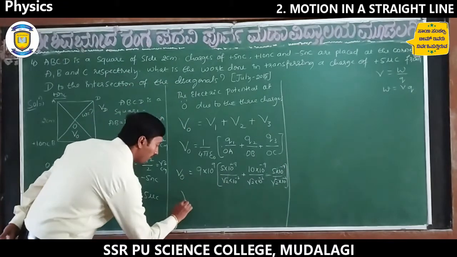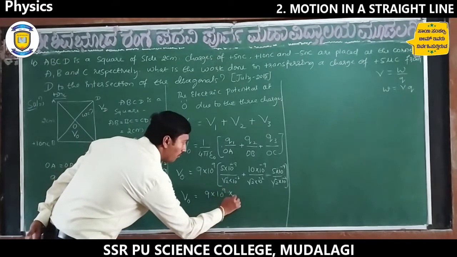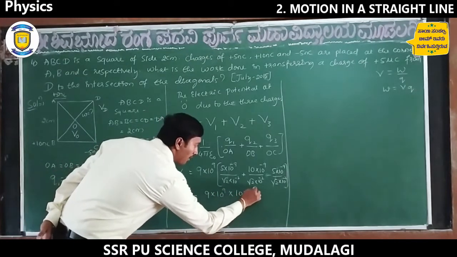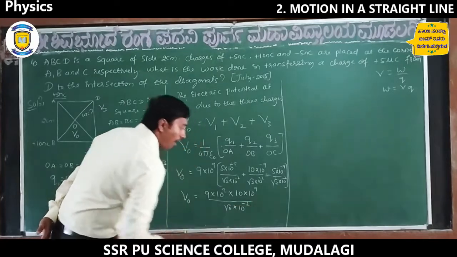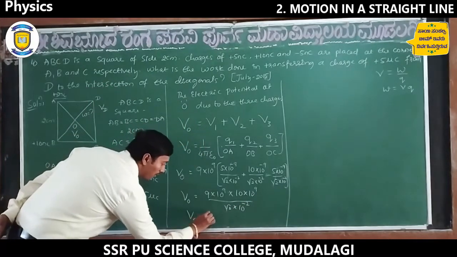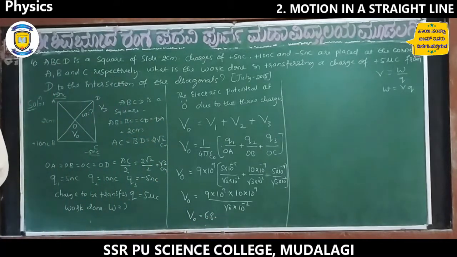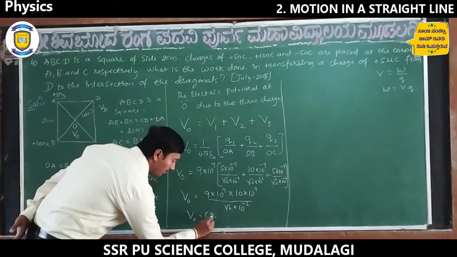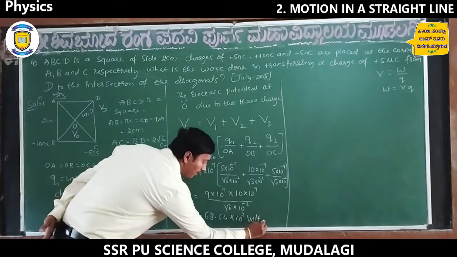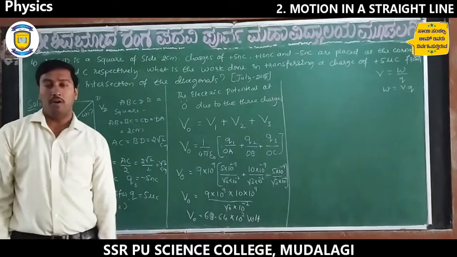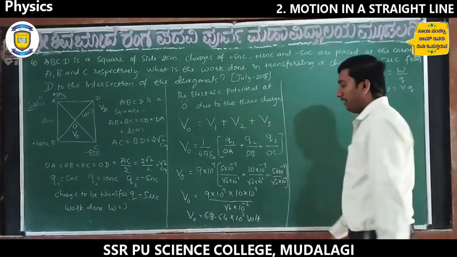Okay, remaining is V_O equal to 9 into 10 raised to 9 times 10 into 10 raised to minus 9 divided by root 2 into 10 raised to minus 2. So after simplification we get V_O equal to 63.64 into 10 raised to 2 volt. So V_O is calculated. Next we have to calculate V_D.